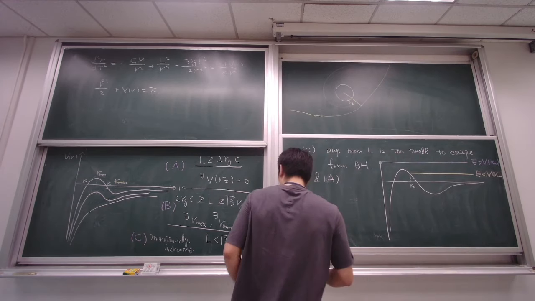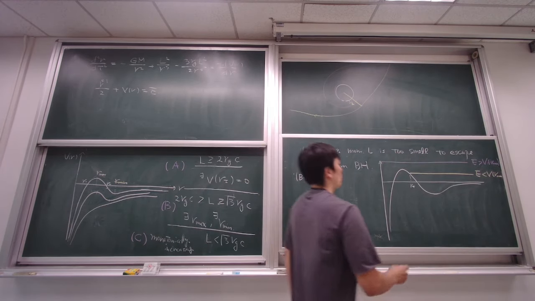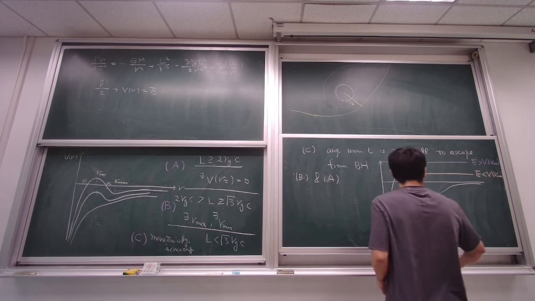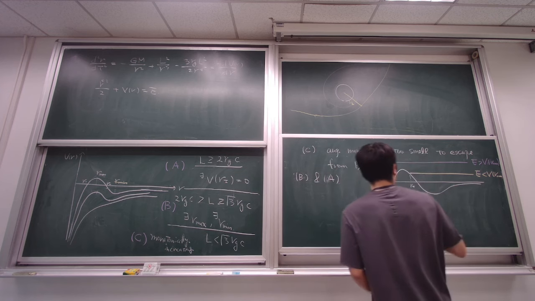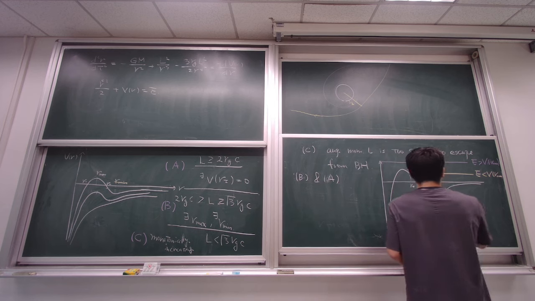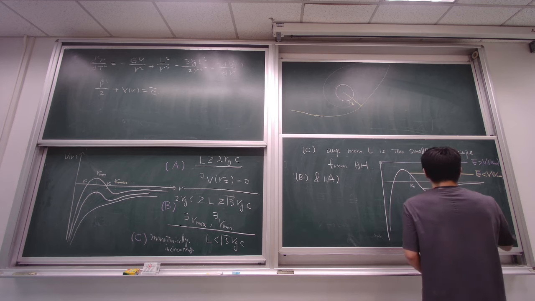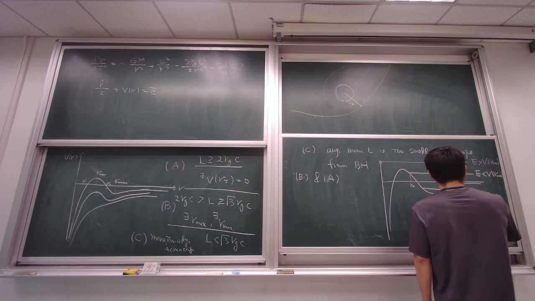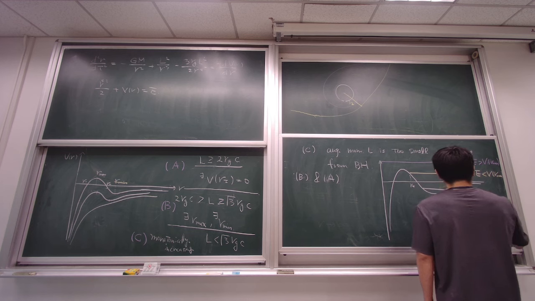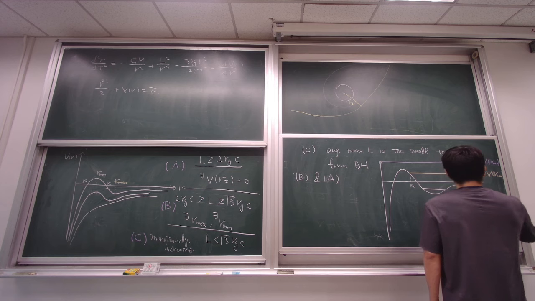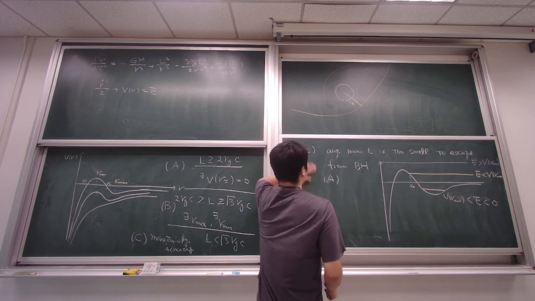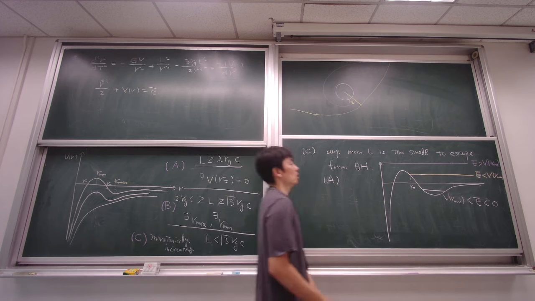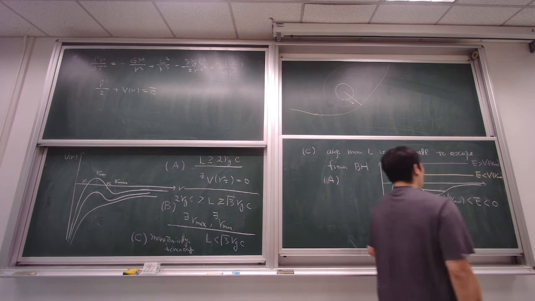And then another case is that you can be trapped by the well. Maybe I can use some other color. Trapped by this is E less than 0 and greater than B R min. So in this case, number A, I just wrote it this way. Number A is like this way.